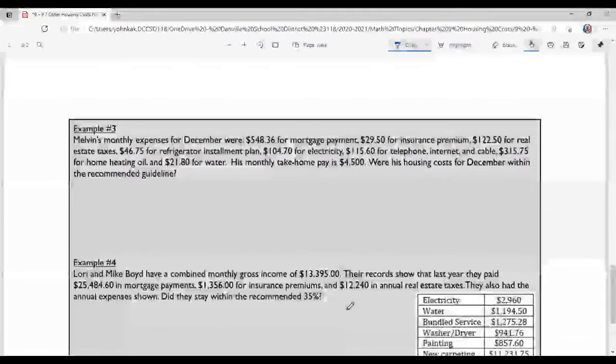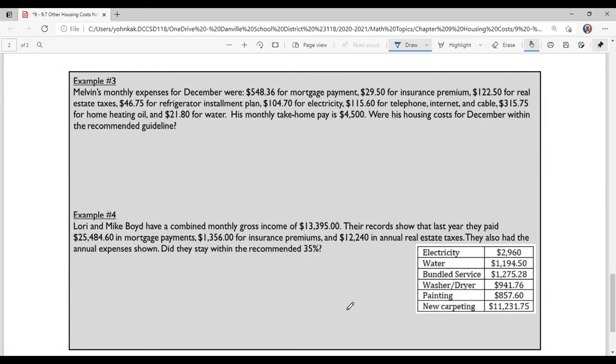All right, let's take a look at number 3. Melvin's monthly expenses for December were $548.36 for mortgage payments, $29.50 for insurance premiums, $122.50 for real estate taxes, $46.75 for refrigerator installment plan, $104.70 for electricity, $115.60 for telephone, internet, and cable, $315.75 for home heating oil, and $21.80 for water. His monthly take home pay is $4,500. Were his housing costs for December within the recommended guideline?